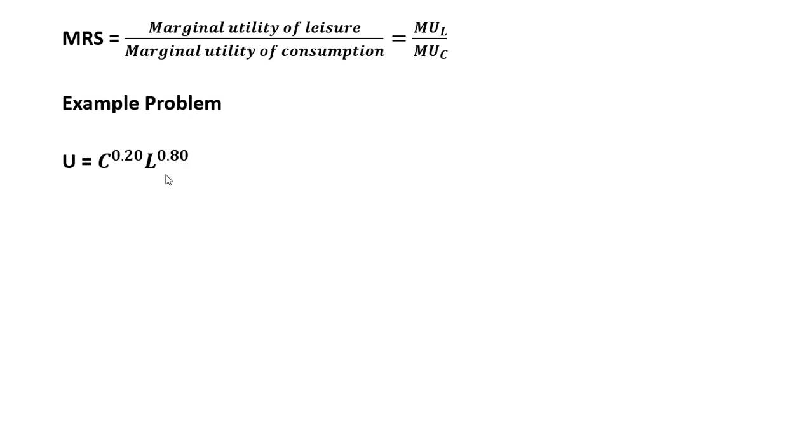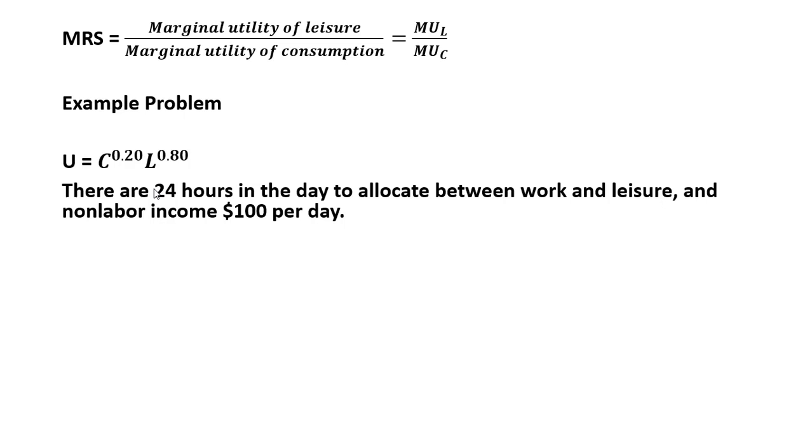Here is a person's utility function. C is dollars of consumption, L is hours of leisure. There are 24 hours in the day to allocate between work and leisure, and this person has non-labor income of $100.